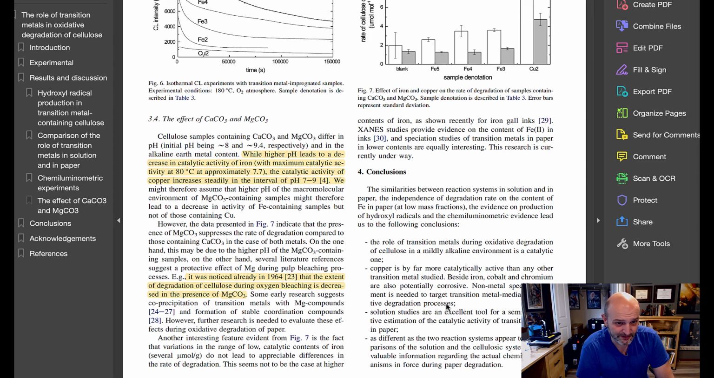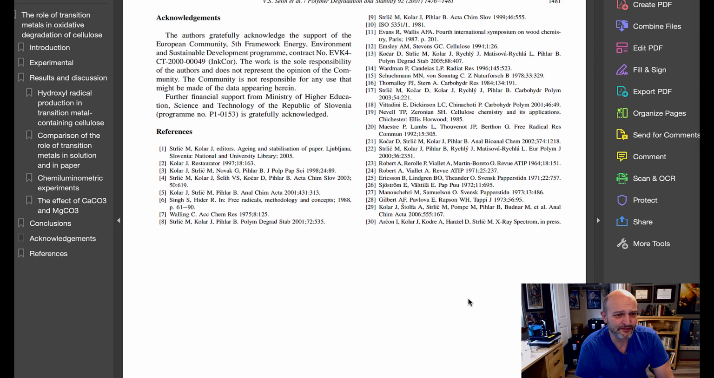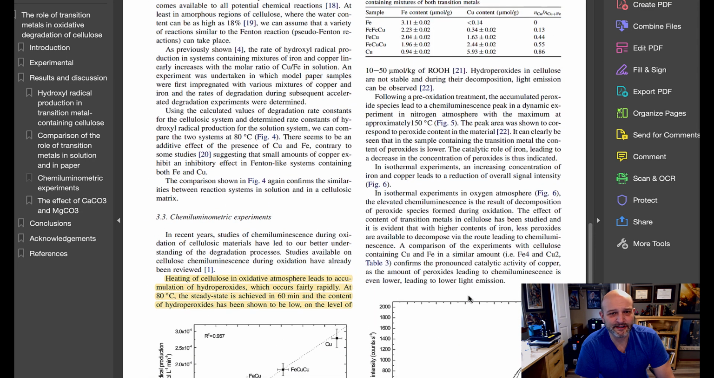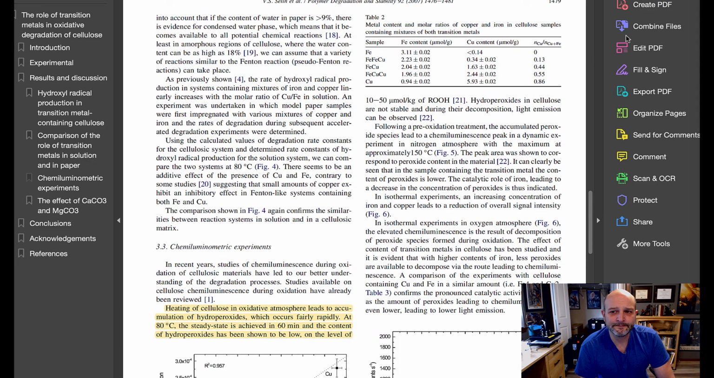Non-metal specific treatment is needed to target transition-metal-mediated oxidative degradation. Basically, don't get copper in it. That's what they're saying. So that's the reaction mechanism. It makes these hydroxyl radicals. In the process, oxygen is consumed. It happens catalytically in the presence of the reduced state of iron and copper. And that's it. That is why you want to keep your books away from oxygen if you can, and why I like to keep them at a higher pH and to remove the metals if I can do it.